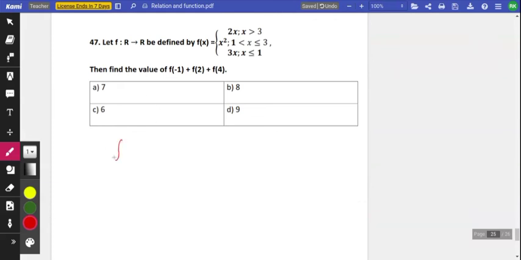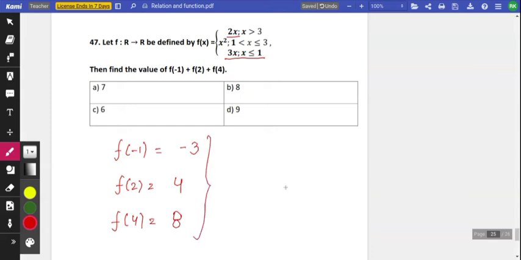Find the value of f(-1). For x less than 1 you have to choose this function, which gives minus 3, and for x equal to 2 you have to choose the function x square because x lies in the range 1 to 3. So the value of f(2) is 4. For f(4) you choose the function f equal to 2x because x is greater than 3, which gives 8. Now adding all three terms we get 9. Correct answer is option D.